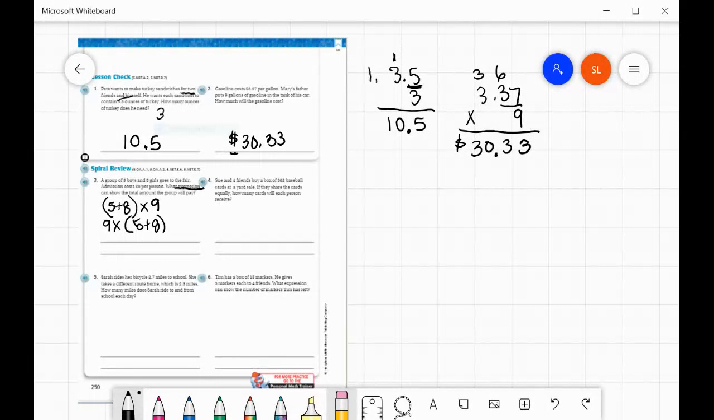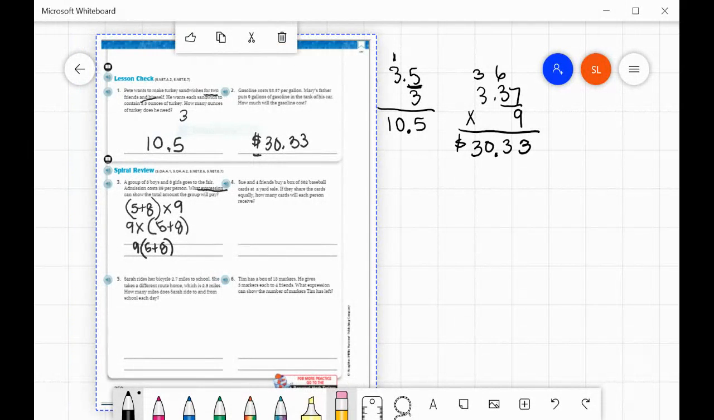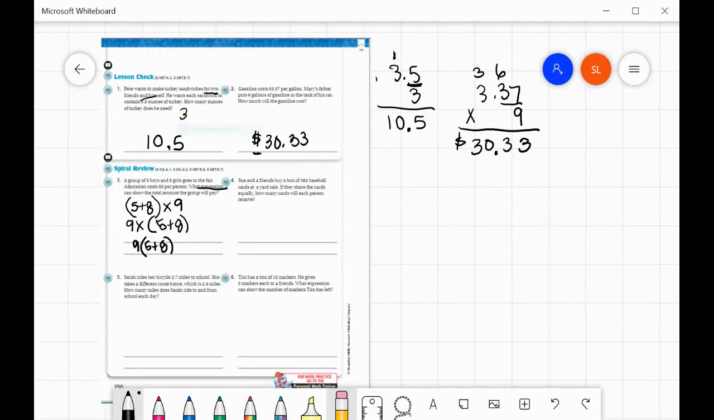So the other way that you start to write this is 9 with a multiplication sign right next to it. All right, so there's no multiplication sign there. When a number is next to a parentheses, it means you multiply. So all three of these say exactly the same thing.